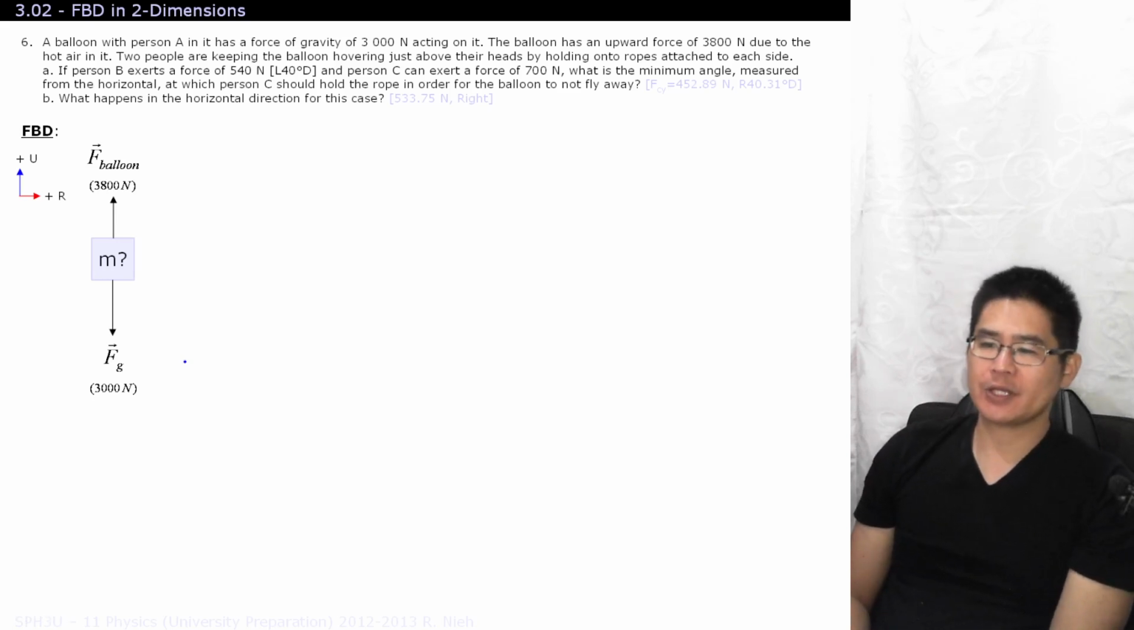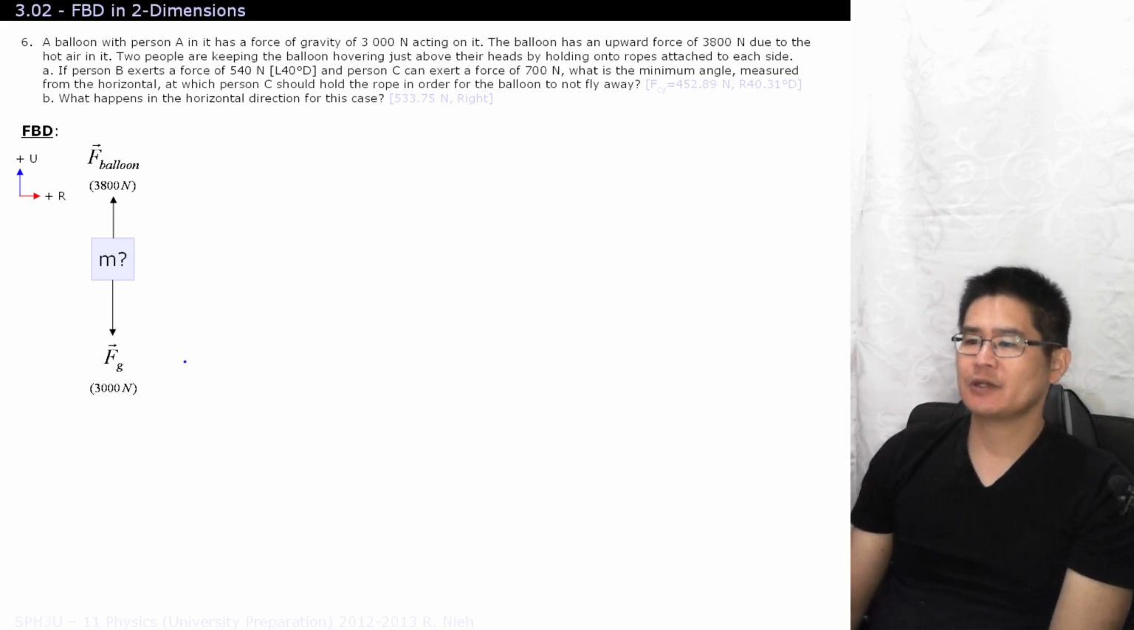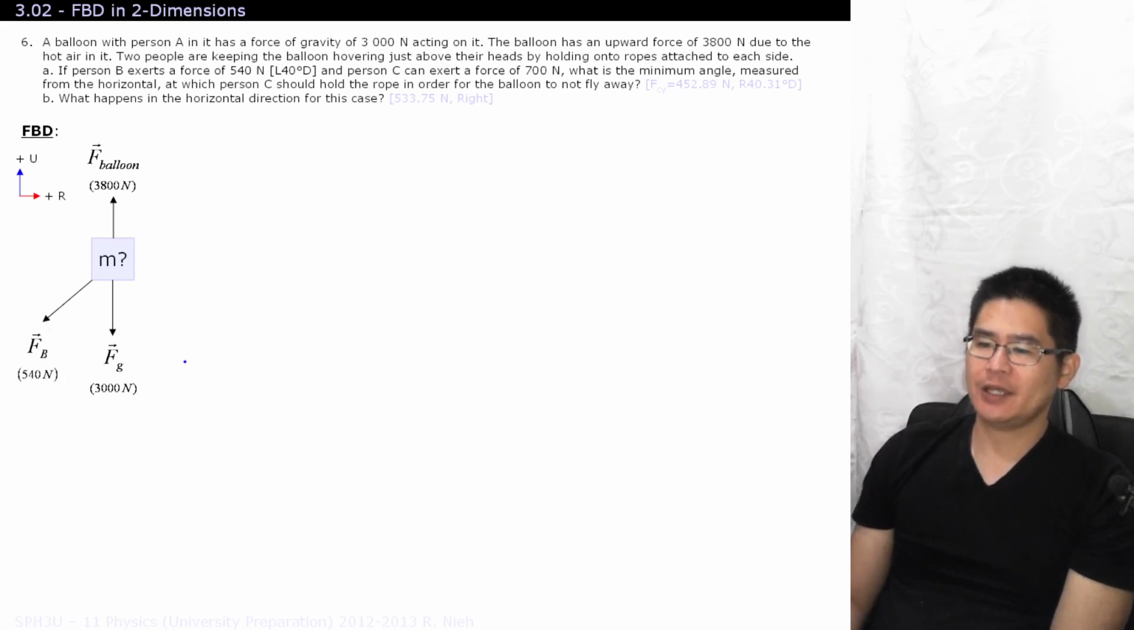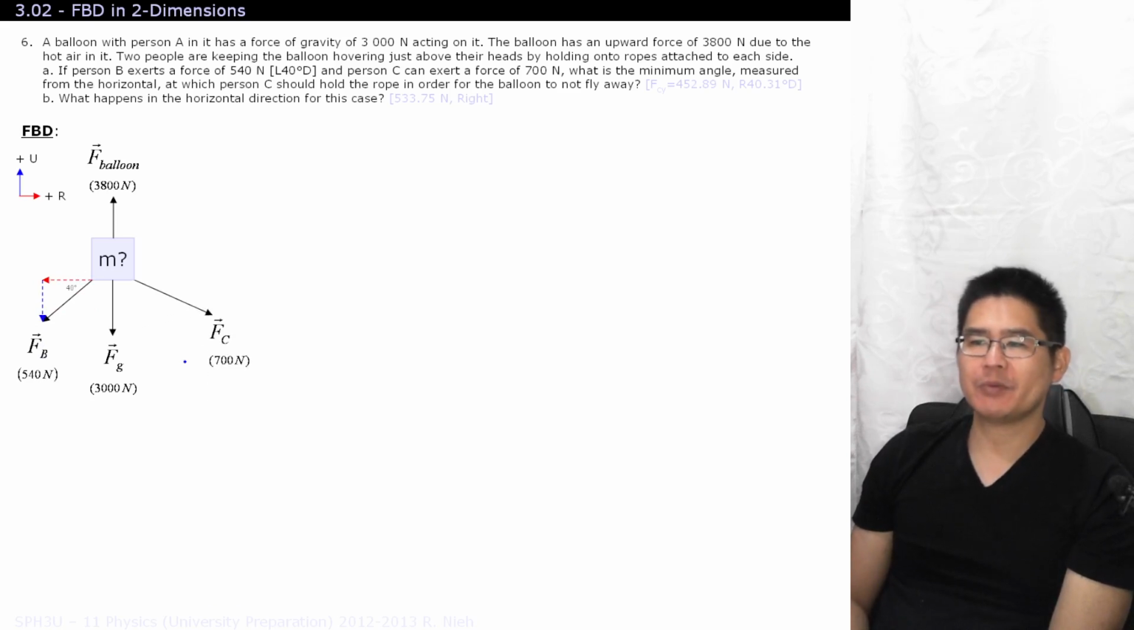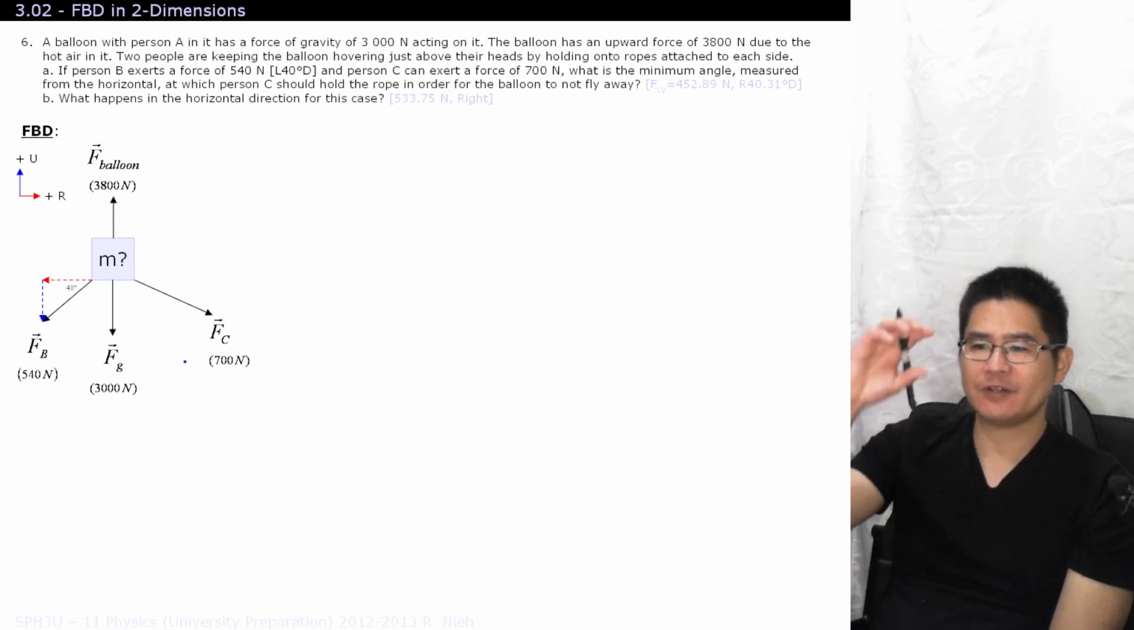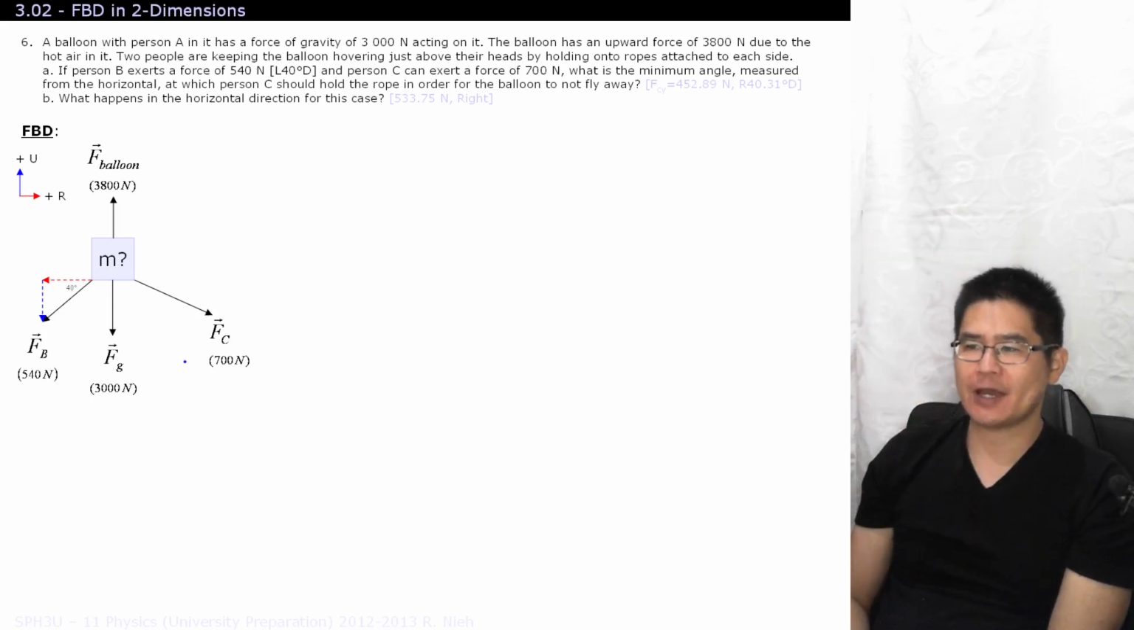But what is important is that there's two other forces acting on this. First off, person B pulling towards the left, and the question is, what about person A? Or person C, sorry. Person C. How should they be pulling so that this balloon doesn't fly off into the sky, nor does it sink down to the ground? For that, we need to find out our y component of Fc.